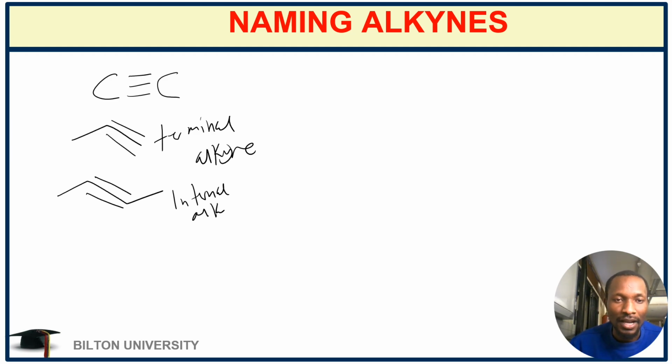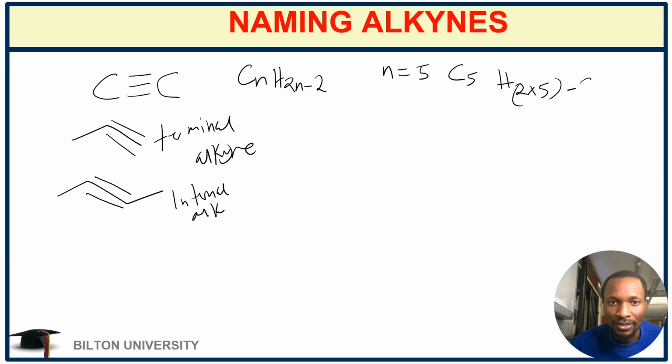Now, alkynes have the general formula CnH2n-2. So this n gives us the number of carbons, and 2n-2 gives us the number of hydrogen atoms in that functional group. For example, if n is equal to 5, meaning we have 5 carbons, let's look at the number of hydrogen atoms. Hydrogen is going to be 2 times 5 minus 2, which gives us 10 minus 2, and that's 8. So we can say C5H8, and we can draw that.